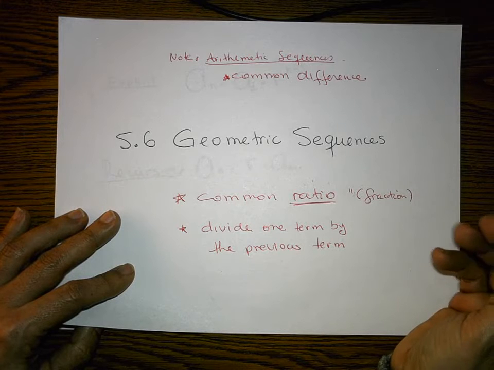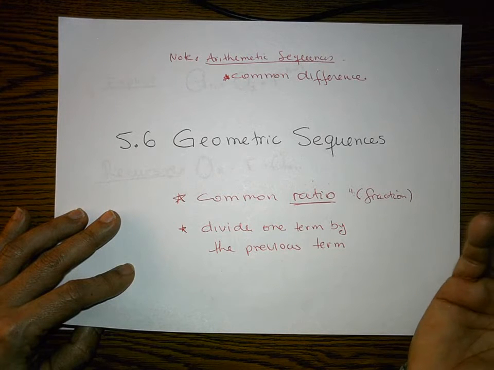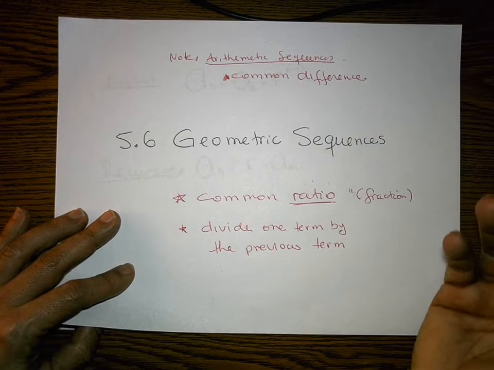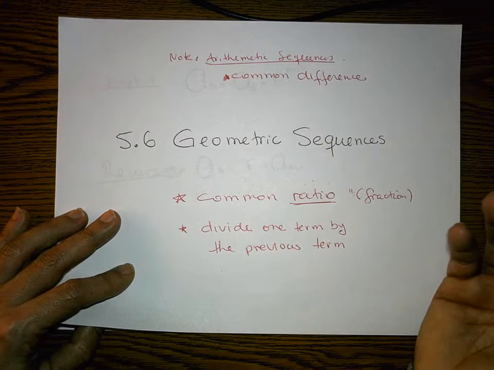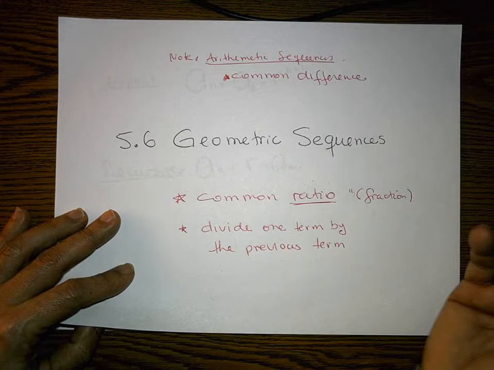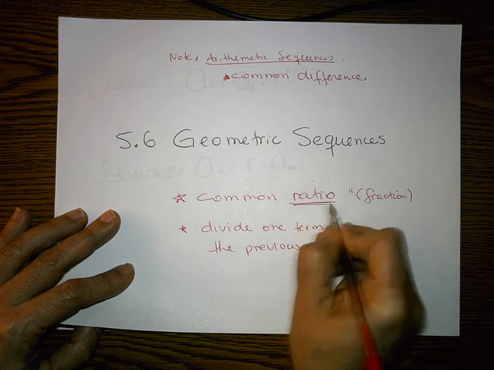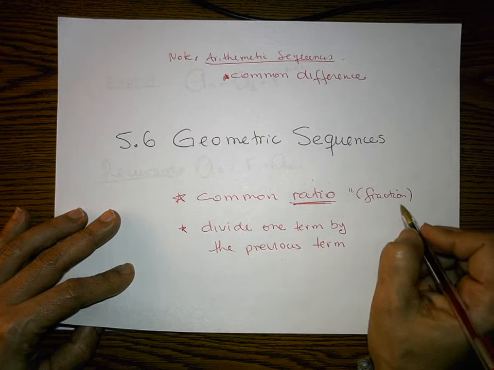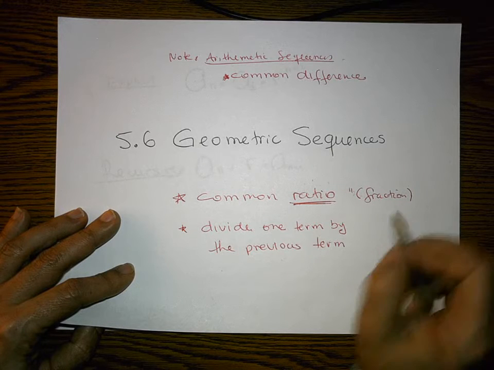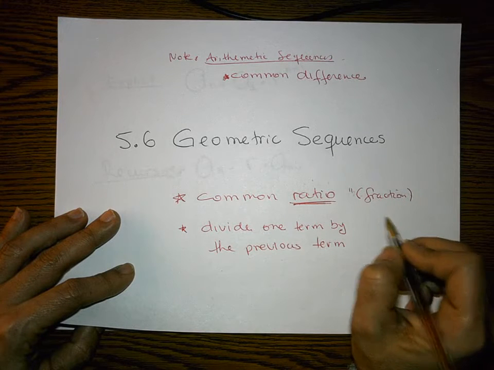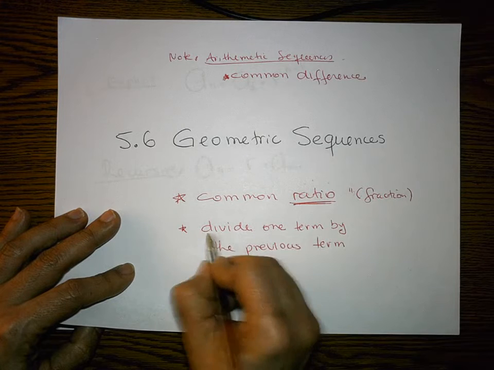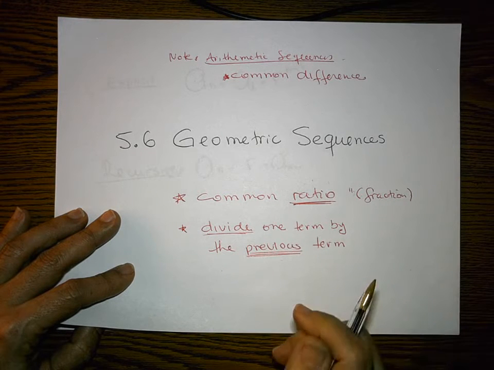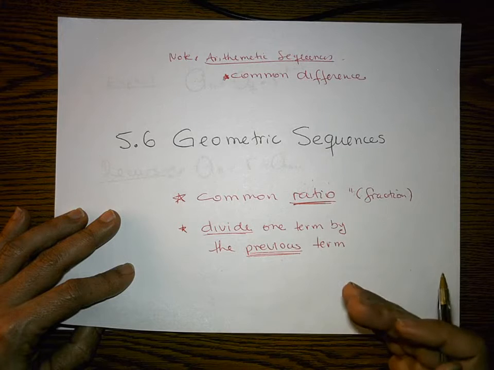Sometimes that fraction happens to be a whole number, like a 2. But you can say, Ms. Myers, 2 is not a fraction. Sure it is. It can be written as a ratio. I can write 2 as 2 over 1. So a ratio sometimes will be a nice visible fraction, sometimes a whole number, but every whole number can be written as a ratio. The important thing is to divide one term by the previous term. Put that in your mind so you always find the correct ratio.